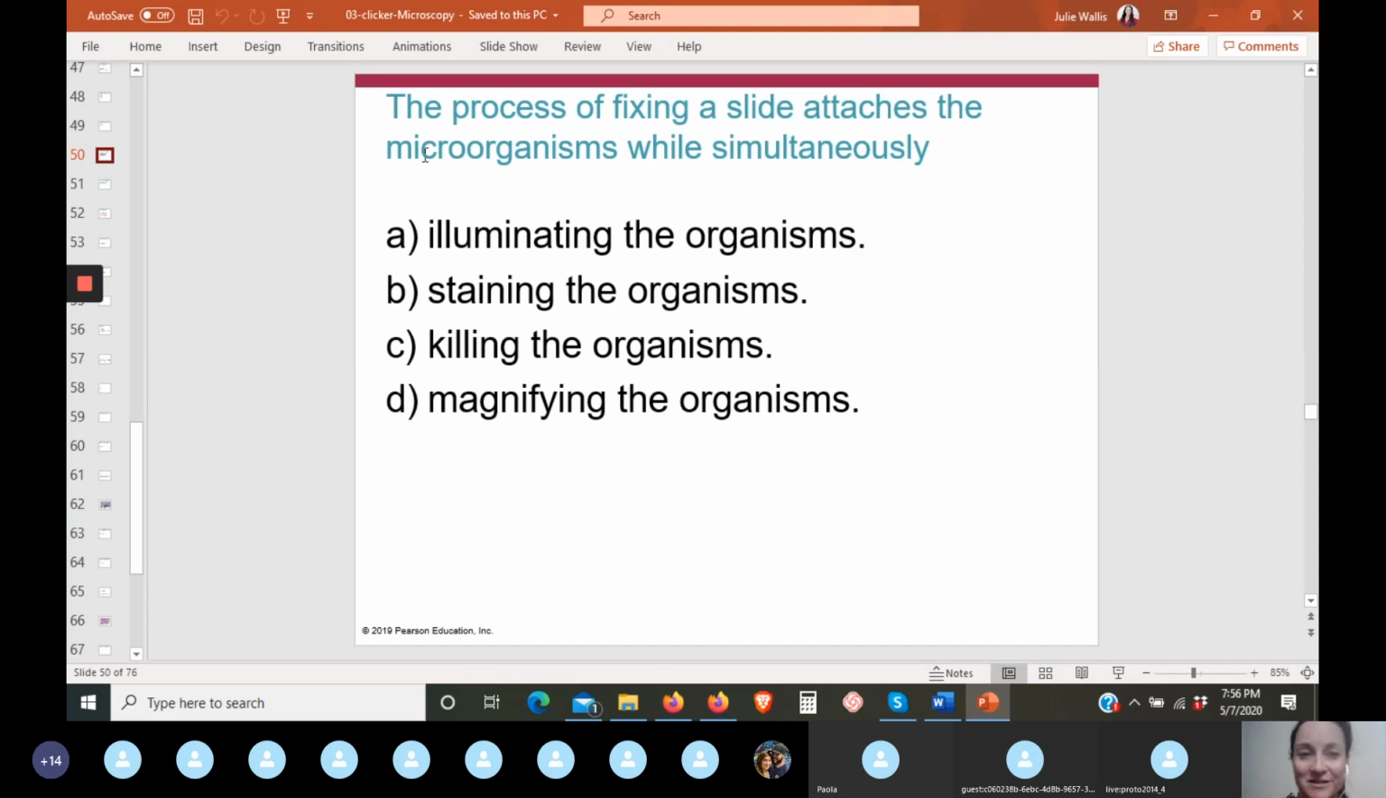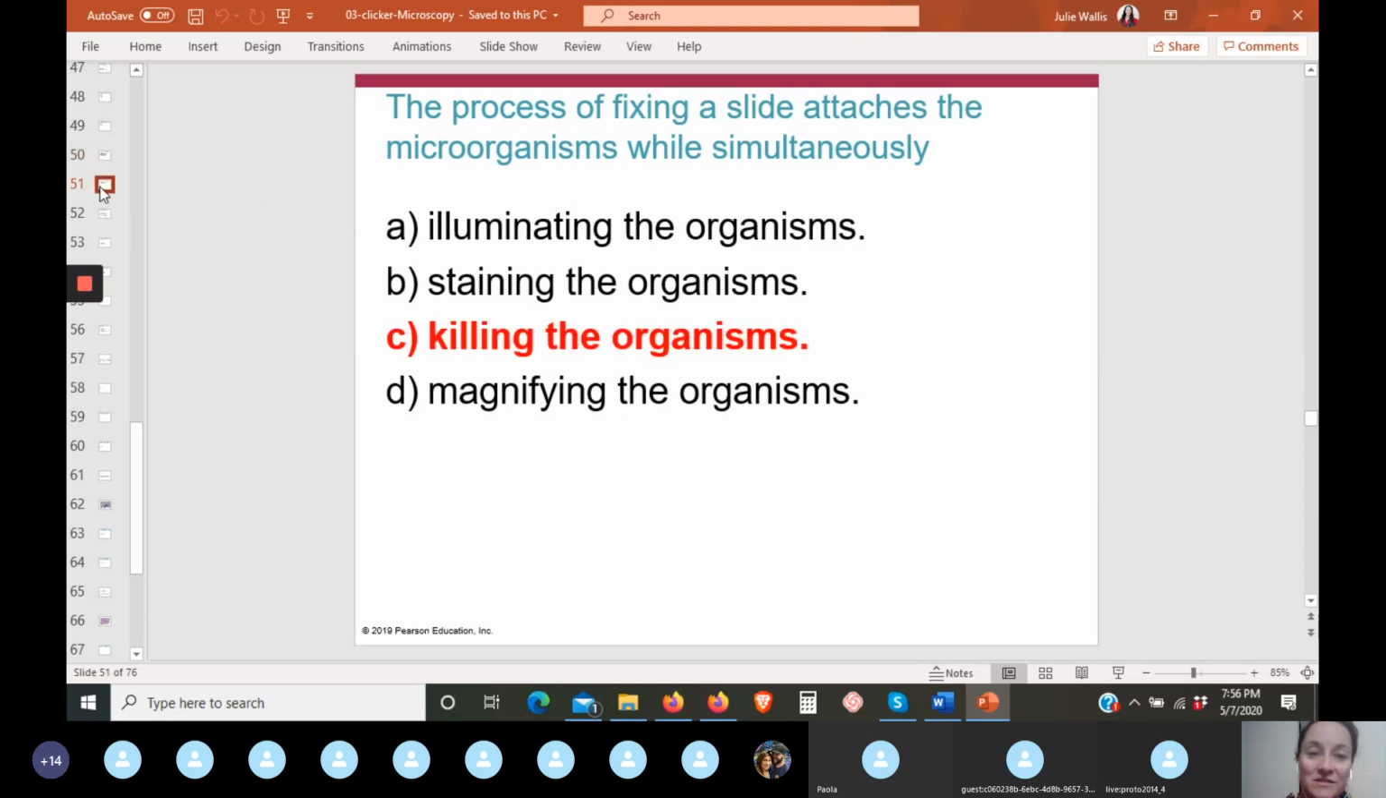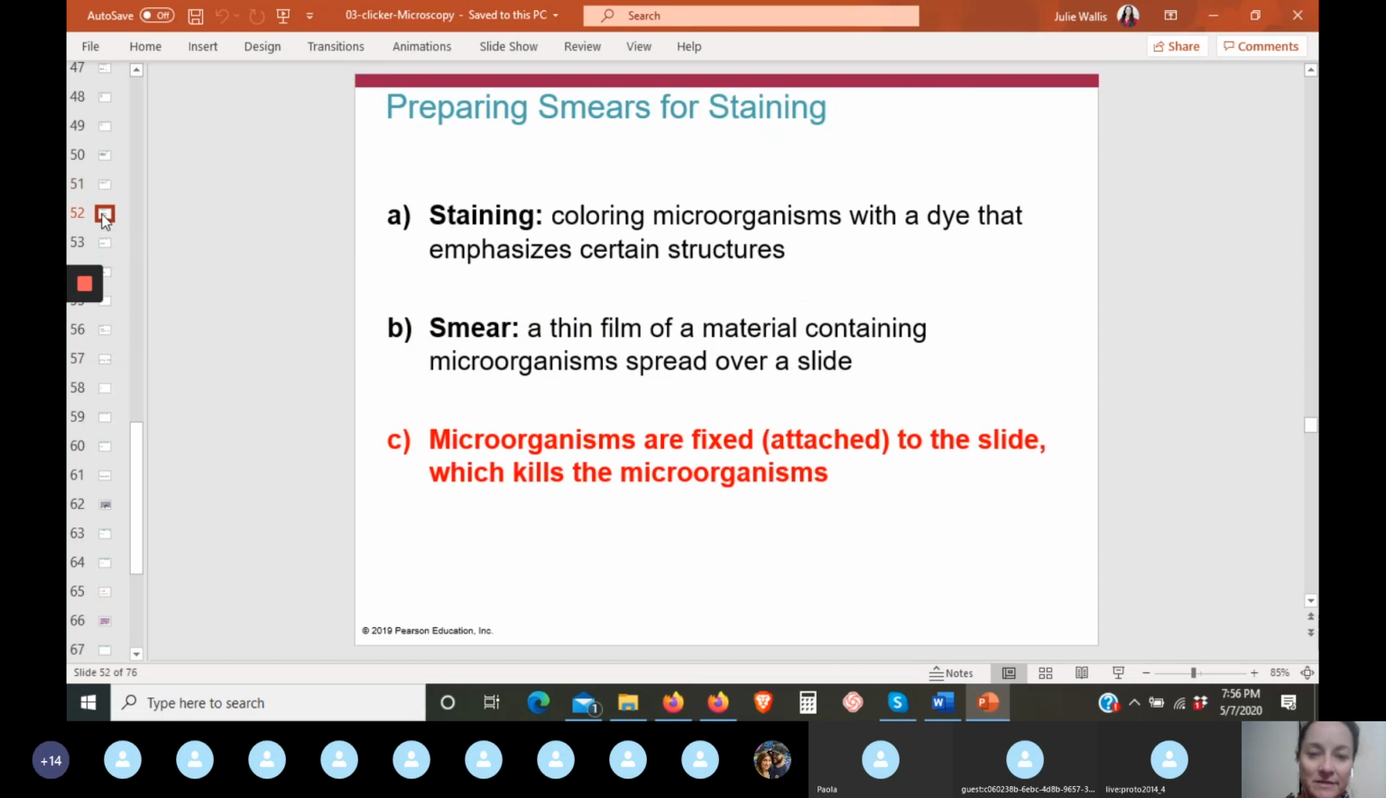I mentioned this one also. The process of fixing a slide attaches the microorganisms, while simultaneously, the downside of these is that it kills the organism. So all it does is basically kind of glue the organism to the slide so that when you stain it, it doesn't wash off. Downside, it kills it. I mentioned we do this normally by heating.